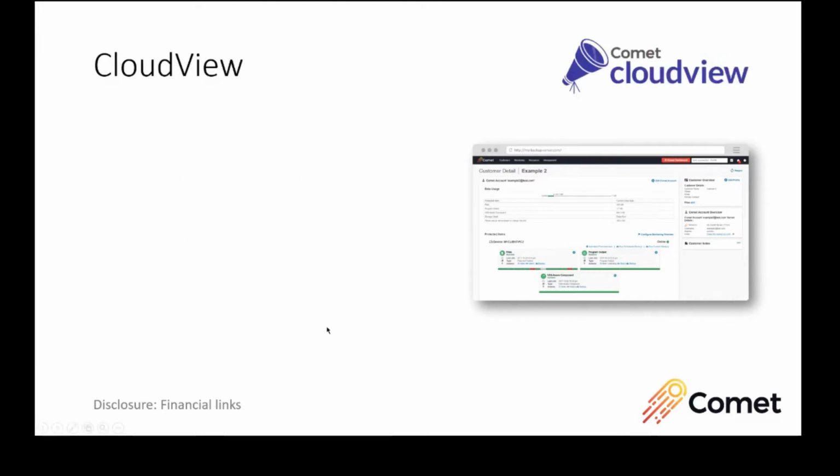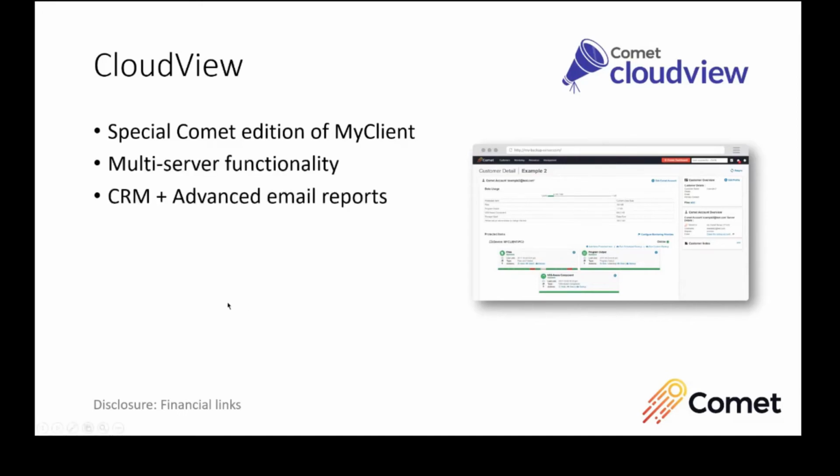CloudView. Yeah, I'm using the same screenshot because CloudView is our own special edition of My Client. It's integrated with the Comet website, so you've probably seen this already. I'll just get through this one really quickly. It has most of the features I just talked about, multi-server, CRM, advanced email reports, and we removed some of the uncommon features, and then all at $49 a month, but the first 30 days are free, and there's also a limited version that's free for up to 10 customers. So just give it a try and see if you like it.